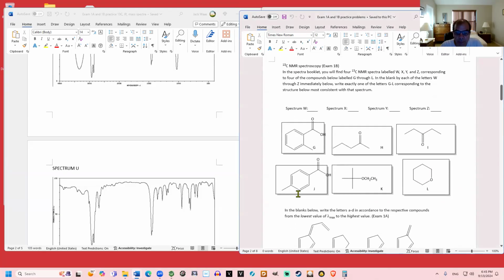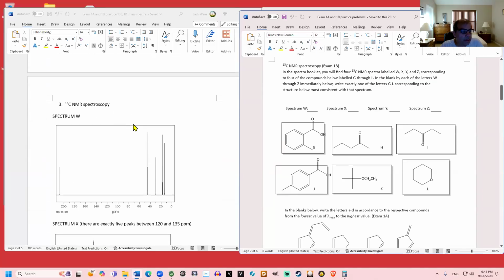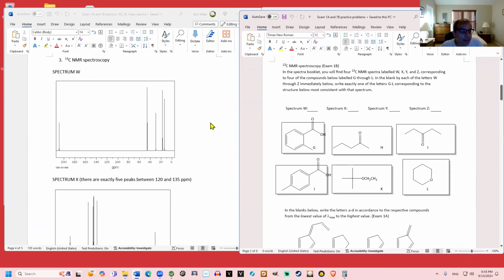Good, here's our carbon NMR spectra. And here we have our actual carbon NMR spectra. So these are the compounds that it could be. The first one looks like it has 4 peaks in the aliphatic range, the normal alkane range, and one that can only be a carbonyl carbon. Nothing else shows up that far downfield.